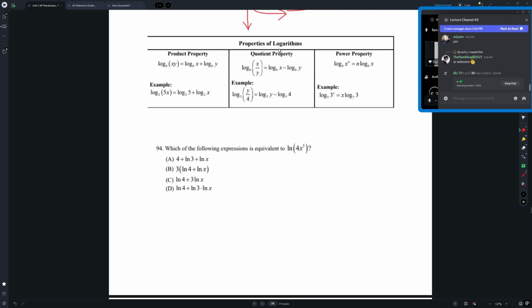Now, properties of logs. Addition is multiplication. That's the product property. Division is subtraction. And exponents inside the argument go on the outside. Do these three properties make sense to you? Because these properties are very important for FRQ 4.